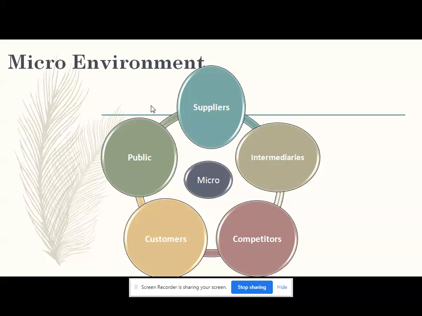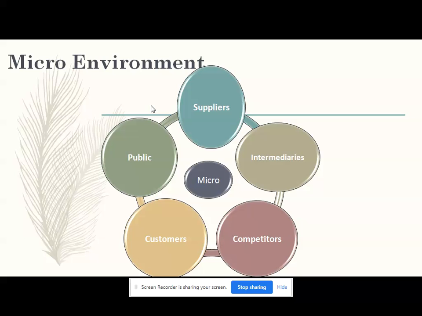The marketing intermediaries include the following. Number one, resellers. What are resellers? They purchase the products from the organizations and sell those products to the customers. Examples of resellers are the wholesalers and retailers. Then next is distribution centers. What are distribution centers? They help organizations to store the goods. A warehouse is an example of a distribution center.